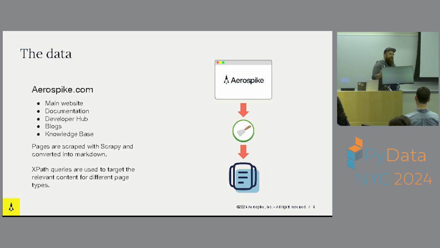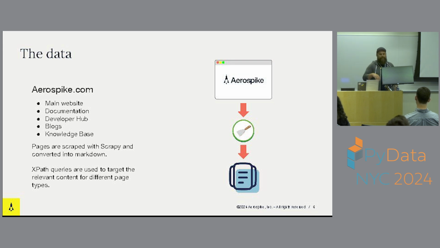Aerospike.com, so the main website, the documentation, we have a developer hub, blogging, content, all of that, and then our knowledge base, which is a separate support.aerospike.com. We're taking all of that data and scraping it.